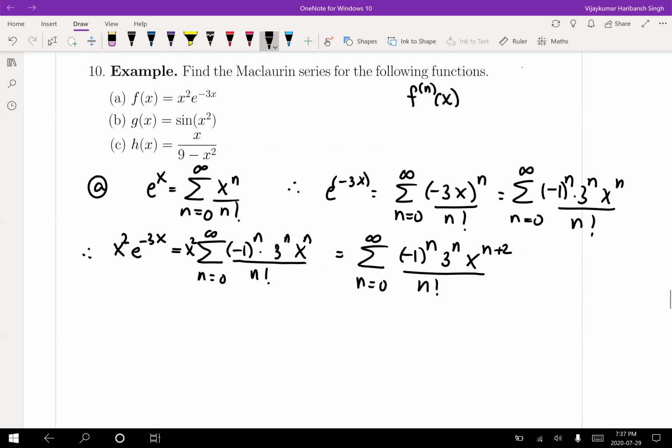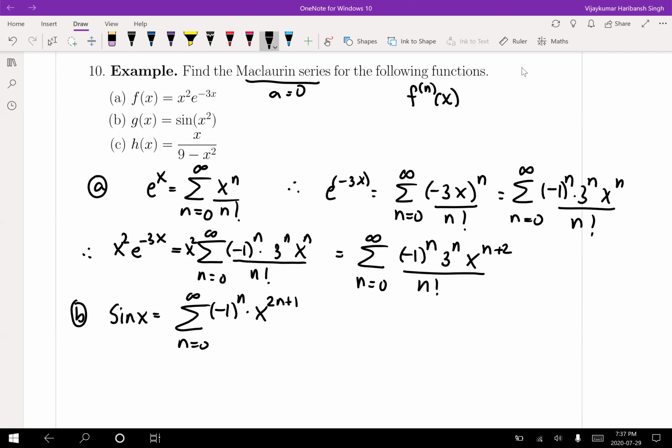Okay, so now let's look at B. So again, Maclaurin series. A is 0 in these cases, right? So we have again sine x is summation n equals 0 to infinity of minus 1 to the power n, x to the power 2n plus 1 divided by 2n plus 1 factorial. And what are we looking for? We are looking for sine of x squared. So we'll replace x by x squared.